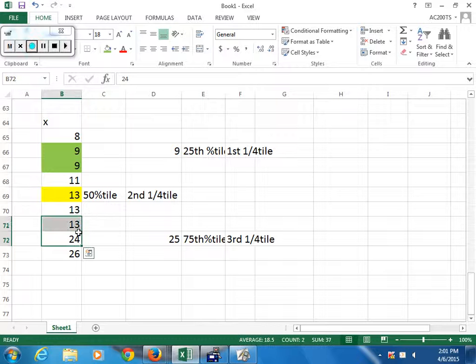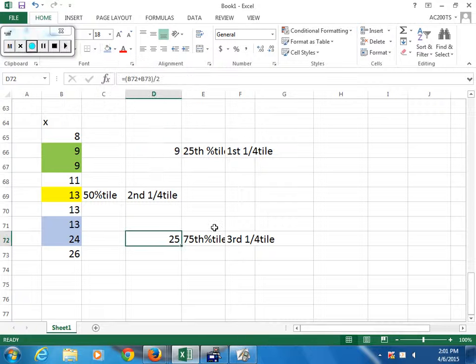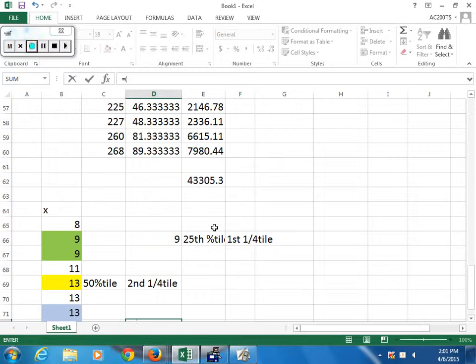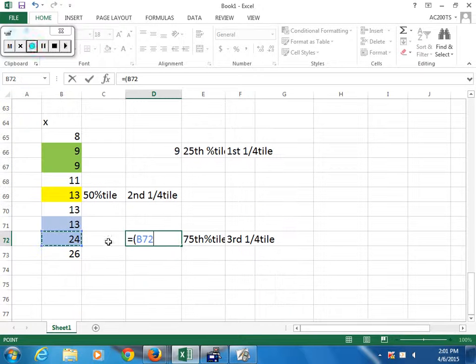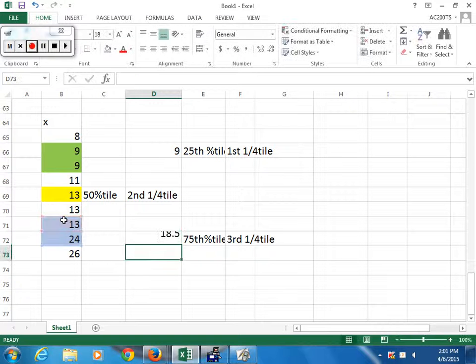Check and make sure at 13 plus that. I better check it. Hold on just a second. Okay. Equals parentheses this guy plus this guy divided by 2. It's 18.5. Okay. Sorry.